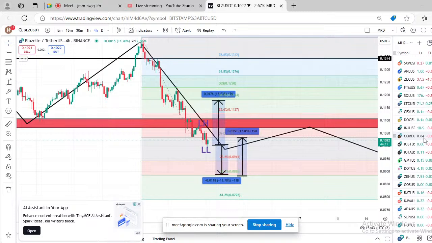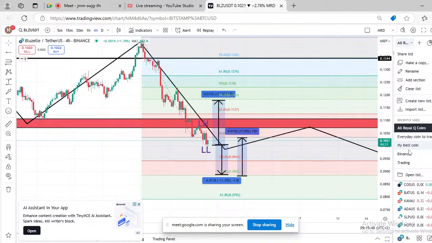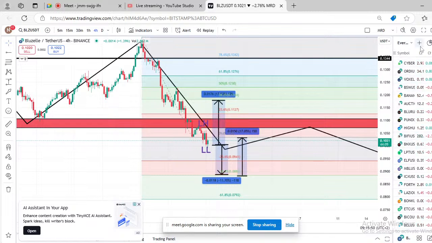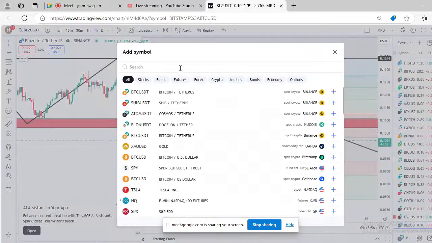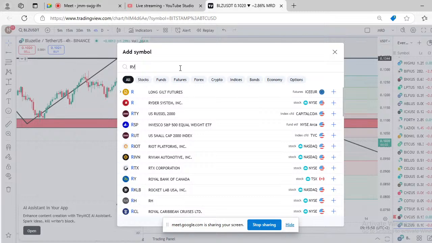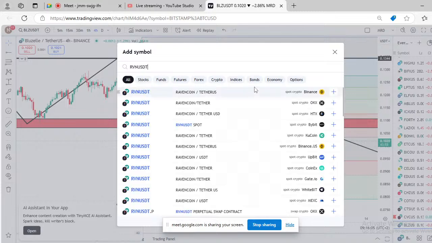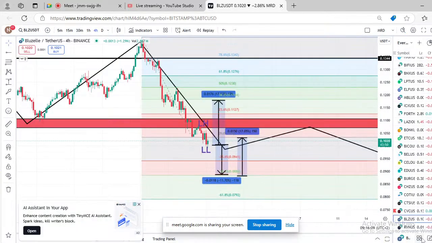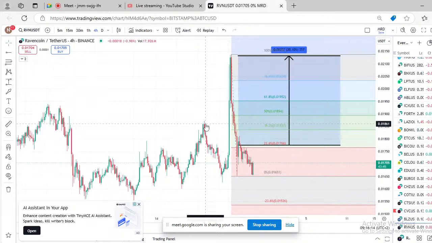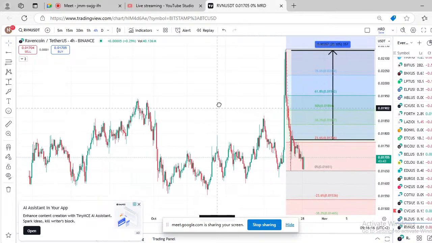So the coin is called RV. Let me get it here. Moses, you said it is RV what? RVN. Okay. USDT. RVN. Okay, it is here. Let me check it here. Then we see where it is going. I think I had shared this.